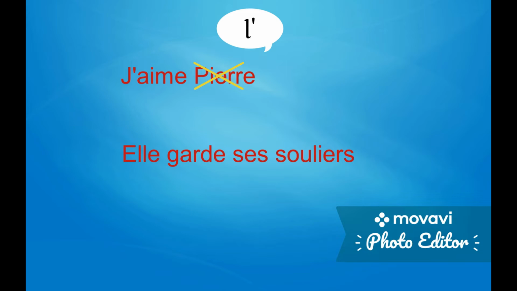The next example is Elle regarde ses souliers. We know that ses souliers will be replaced by ils and the pronom personnel for ils is les. Therefore, the pronom personnel used will be les.